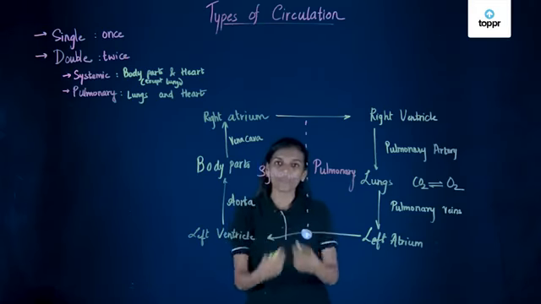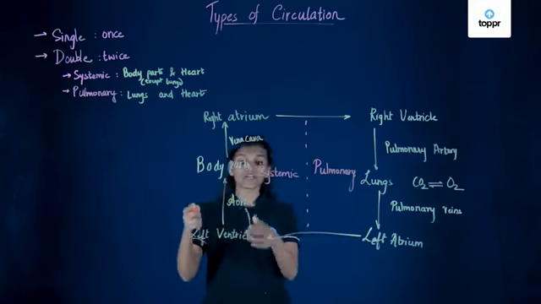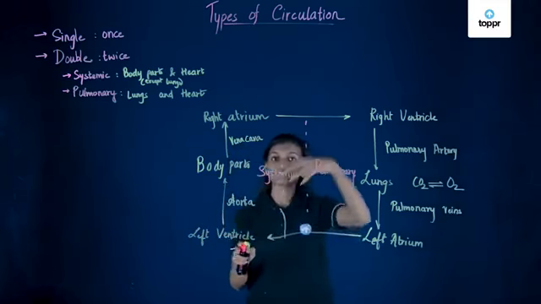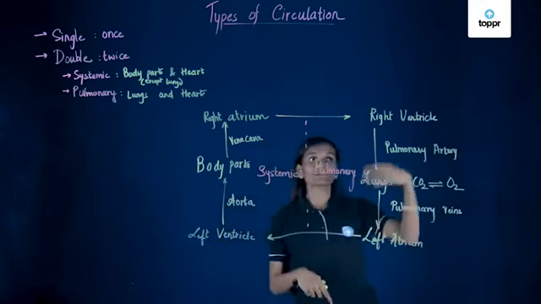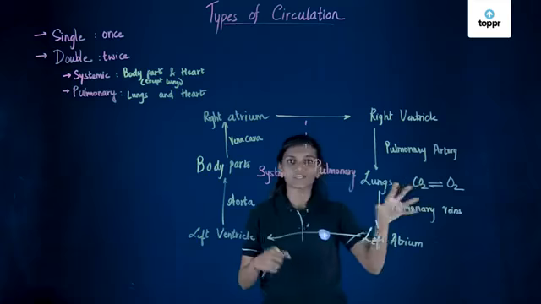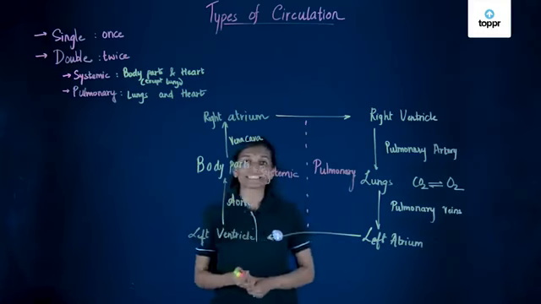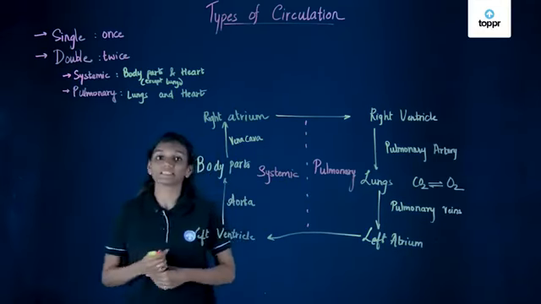and there are two times when the blood is going out from the heart. That is, from the left ventricle it's going to the different body parts, and from the right ventricle it's going to lungs. So it's leaving the heart also twice. So that's when we call it double circulation.